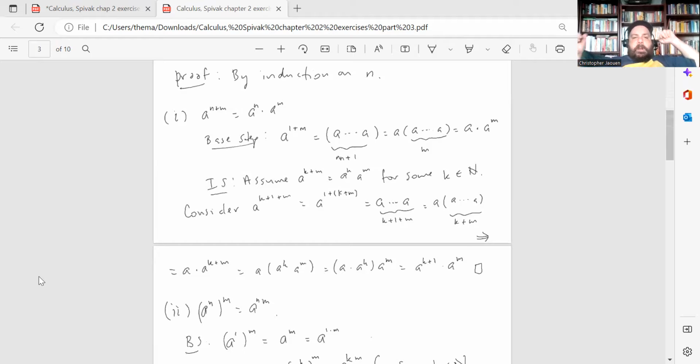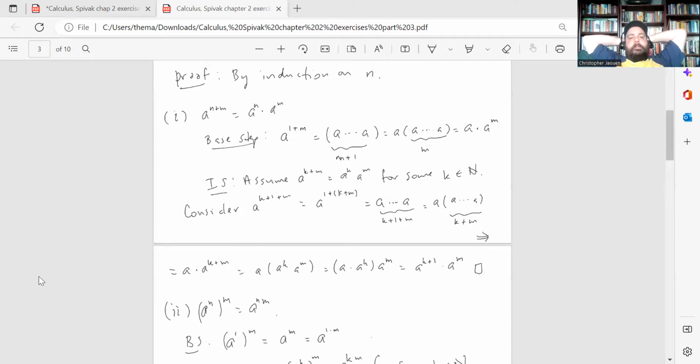So to prove the first property, a to the n plus m equals a to the n times a to the m. Our base step is a to the 1 plus m. That's equal to a multiplied by itself m plus 1 times, which is the same thing as a times a multiplied by itself m times, and then you could just move the parentheses by associativity, which is the same thing as a times a to the m. So that checks out.